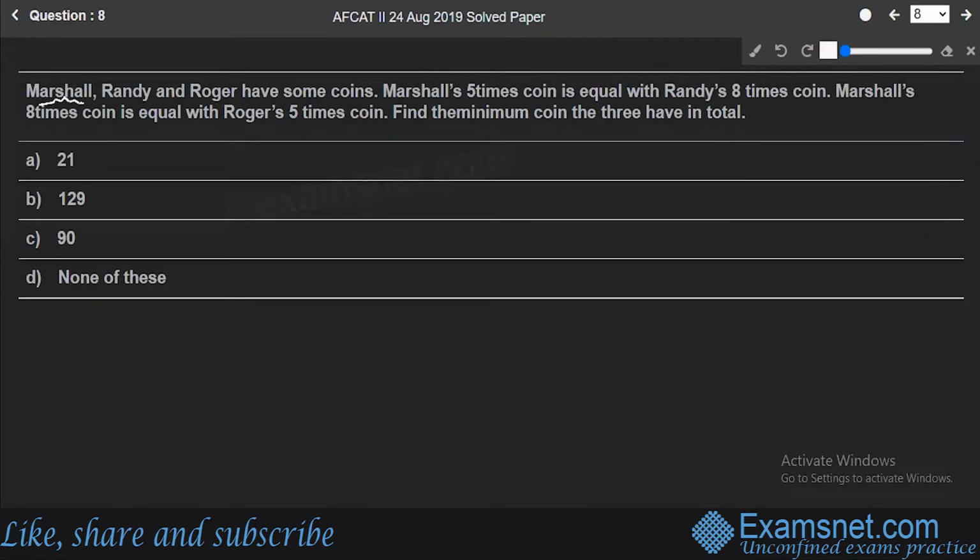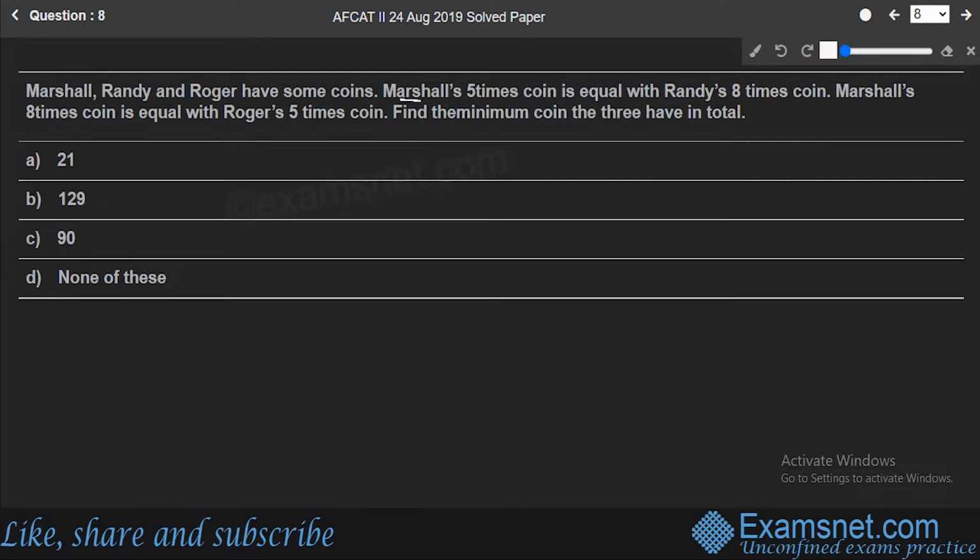Question number 8. Marshall, Randy, and Roger have some coins. Marshall's 5 times coins is equal to Randy's 8 times coins, and Marshall's 8 times coins is equal to Roger's 5 times coins. So you have to calculate the minimum coins the three have in total. Let's go for the question.